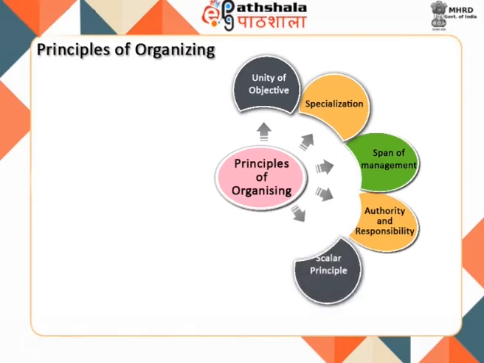6. The scalar principle. This is the principle of clear line of authority from top to bottom. Every subordinate must know who his boss is. This is called the principle of chain of command. This chain should be shorter in order to be effective.